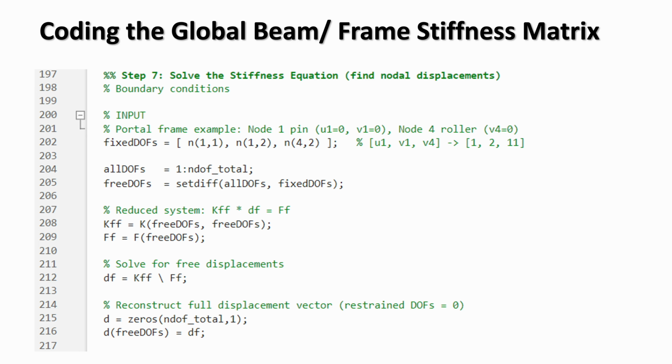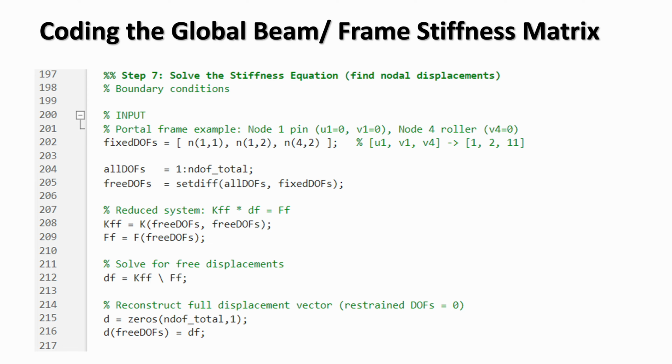We combine these into one line called fixedDOFs. So you can see here fixed, I've got N11, N12, N42. And this gives us the global indices 1, 2, and 11, which represent the restrained movements in the structure.